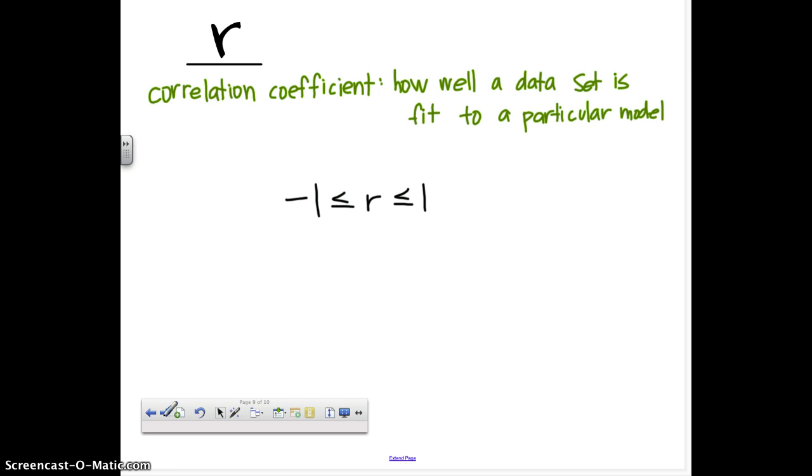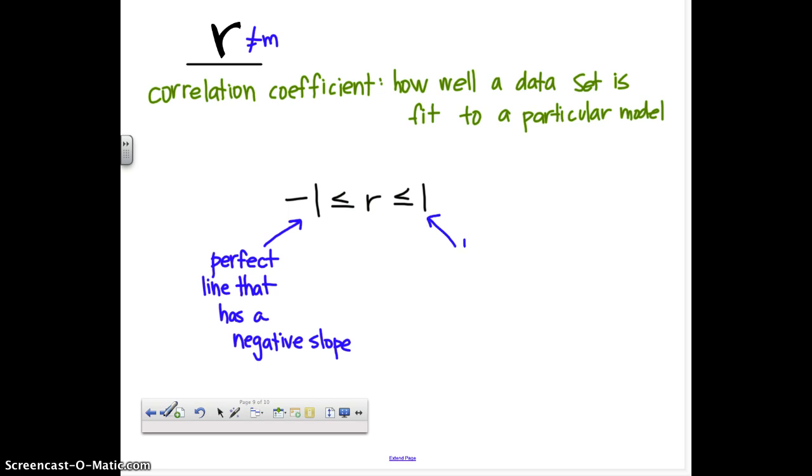When R is -1, we are looking at a perfect line that has a negative slope. That does not mean the slope is -1. R is not the same as M. This correlation coefficient is not the slope value. The slope could be -10. It has to be negative and the line has to be perfect.